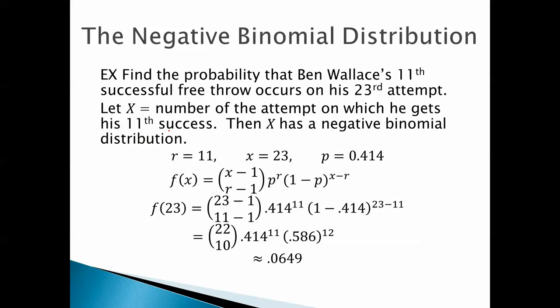Find the probability that Ben Wallace's 11th successful free throw comes on his 23rd attempt. Well, let x be the number of the attempt on which he gets his 11th success.